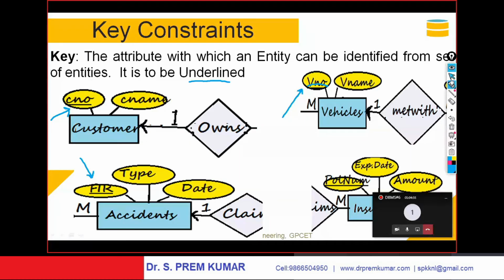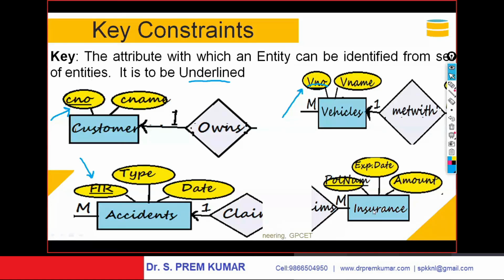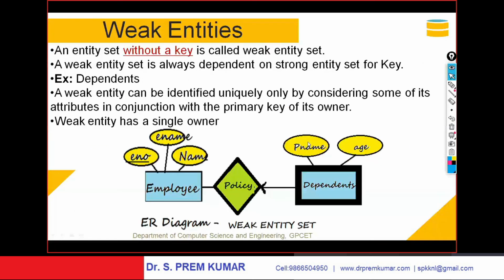Similarly, you can observe here the insurance company. Under insurance company, there will be a policy number. The policy number is given underline, which means that it is a key. The attribute which is given underline is nothing but a key. I hope you are able to follow what a key is. A key is an attribute with which you can identify an entity from an entity set. That is called a key.